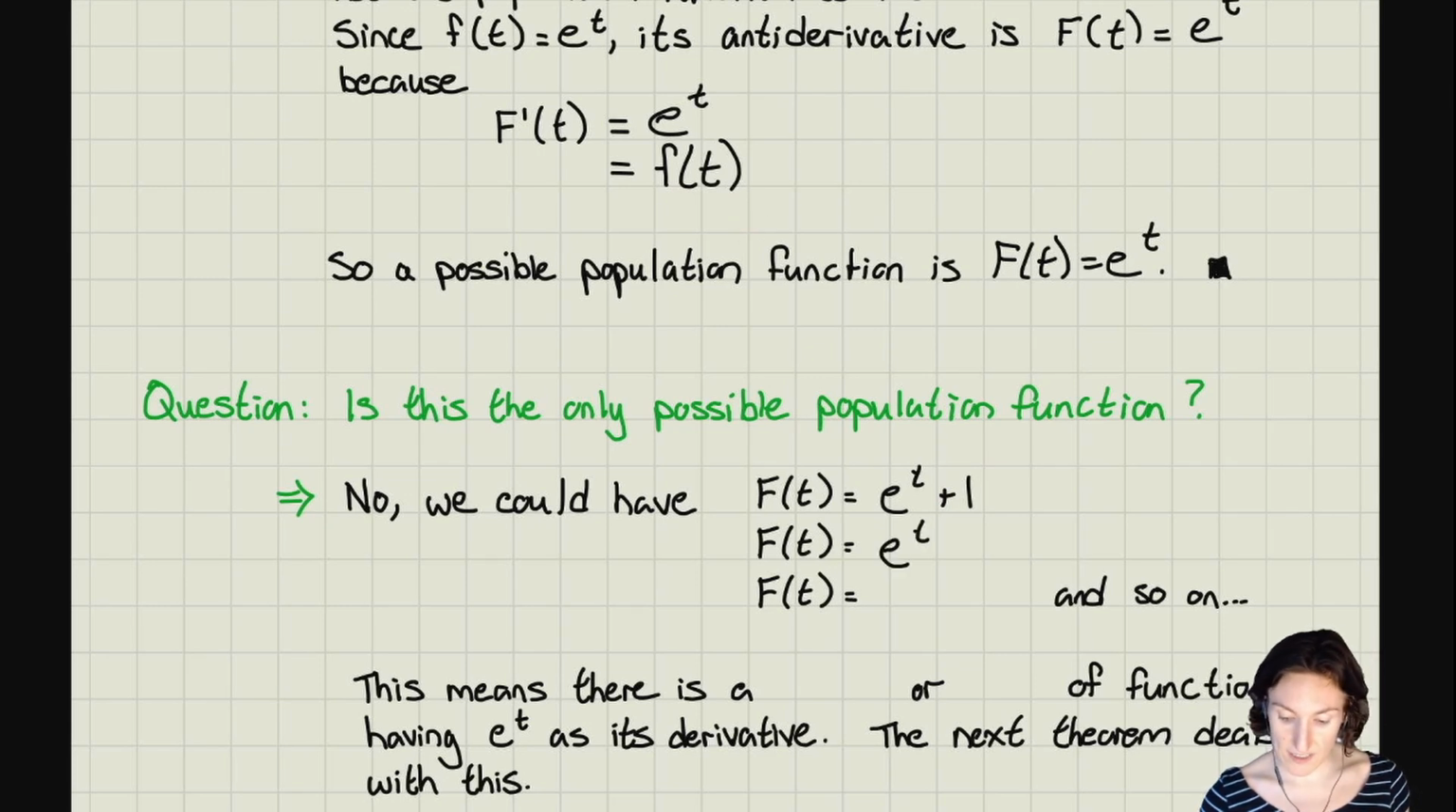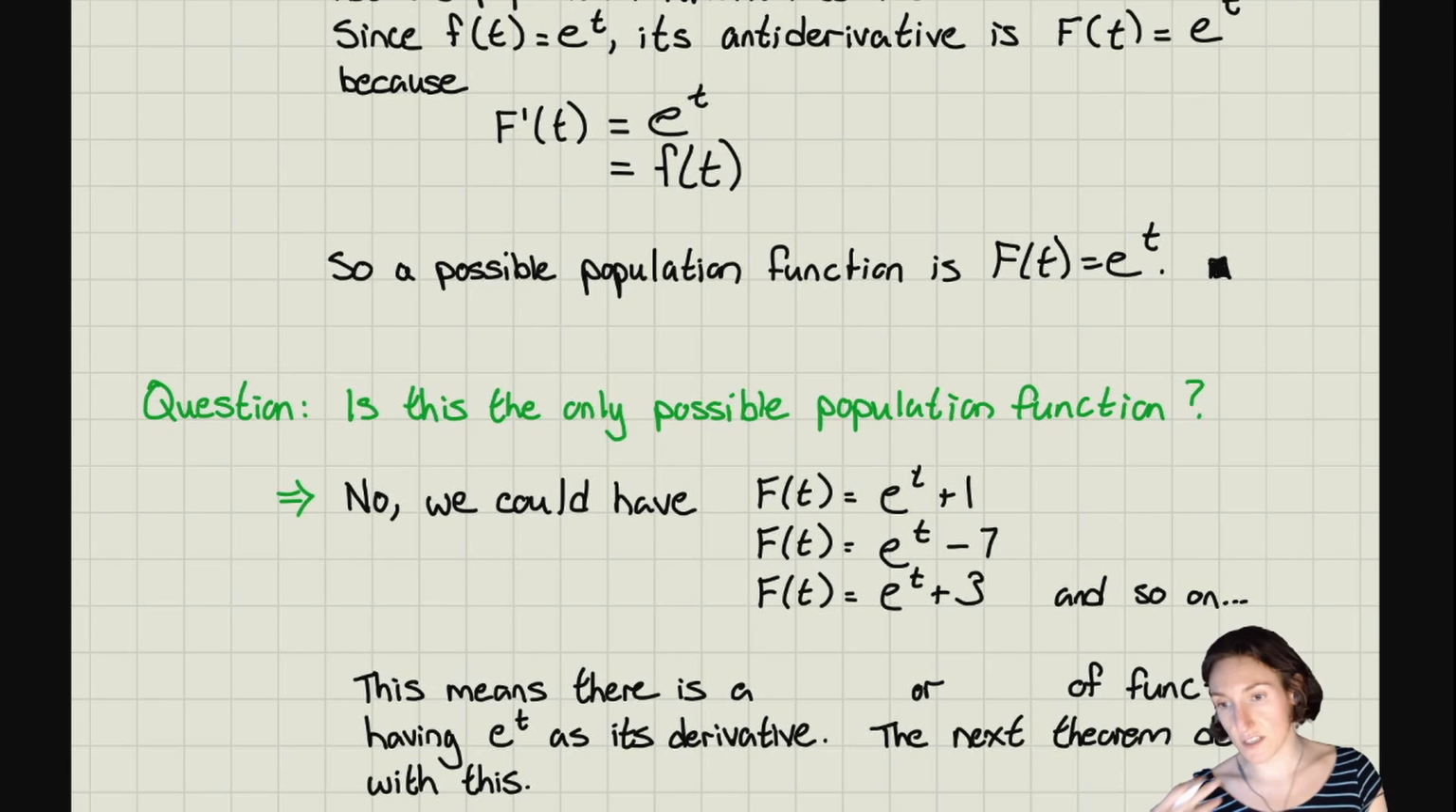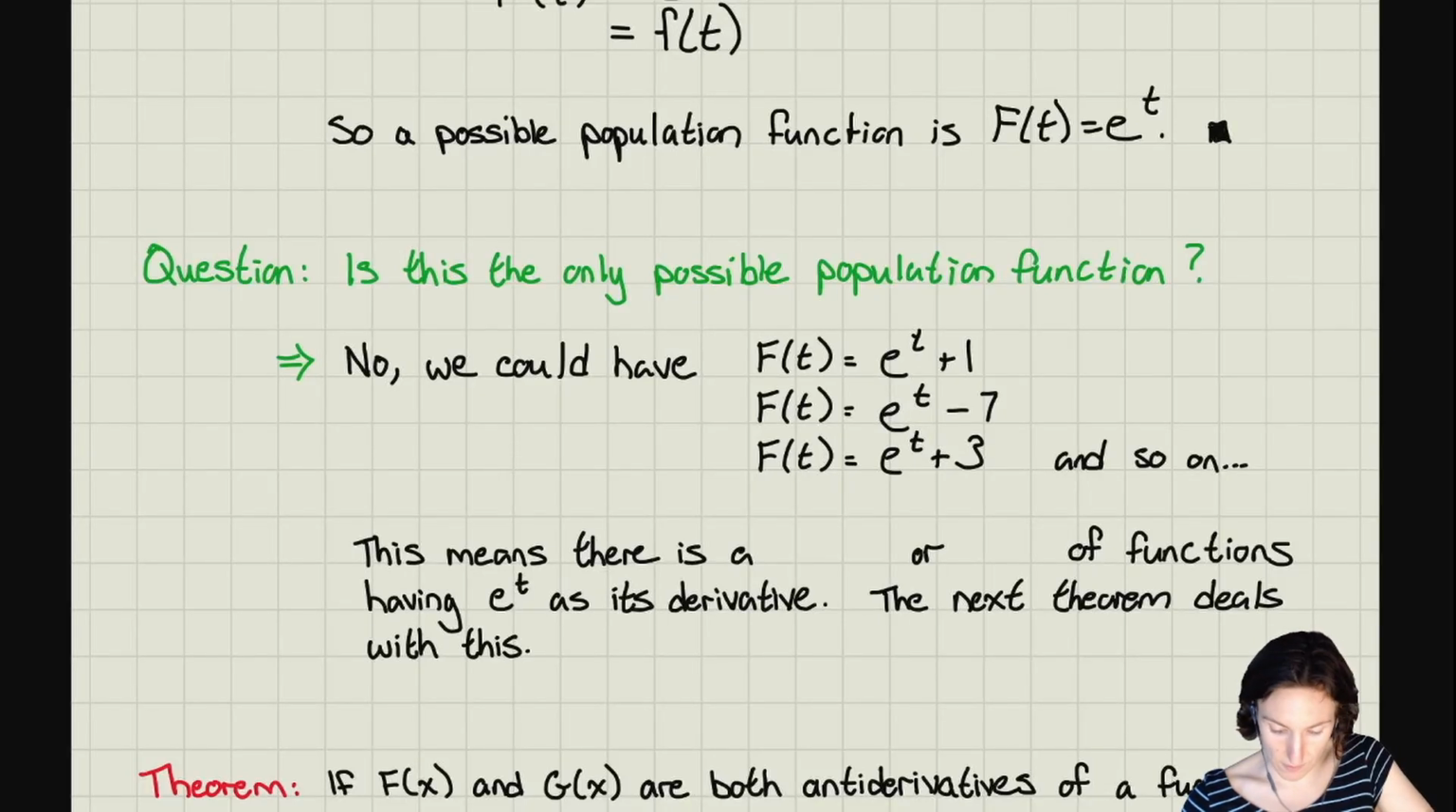Same thing with an e to the t minus 7, or an e to the t plus 2 or 3. Plus or minus any constant would actually work. So this type of thing, when you have some sort of function but you don't know what the constant is, is referred to as a family or a class of functions that would have the same derivative. Those terms are used interchangeably. They would have the derivative of e to the t.